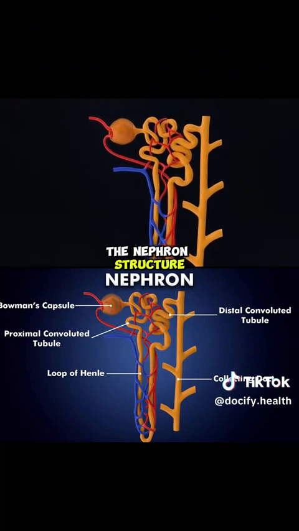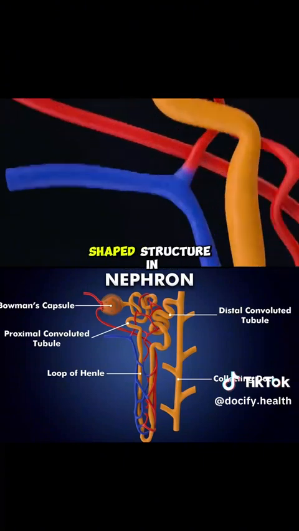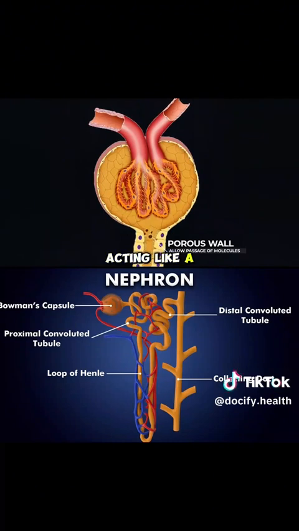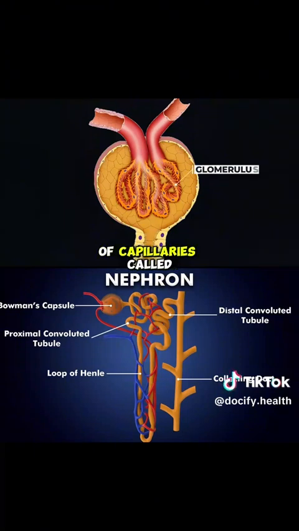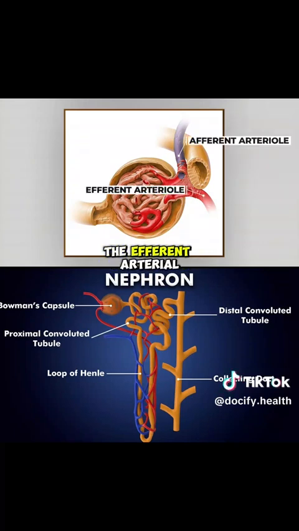The nephron structure starts with the Bowman's capsule. The Bowman's capsule is a cup-shaped structure in the nephron. Its wall is porous, acting like a sieve to capture waste materials from the blood. Inside the Bowman's capsule, there's a network of capillaries called the glomerulus. The blood vessel that brings blood into the glomerulus is called the afferent arteriole, and the one that takes blood away is called the efferent arteriole.